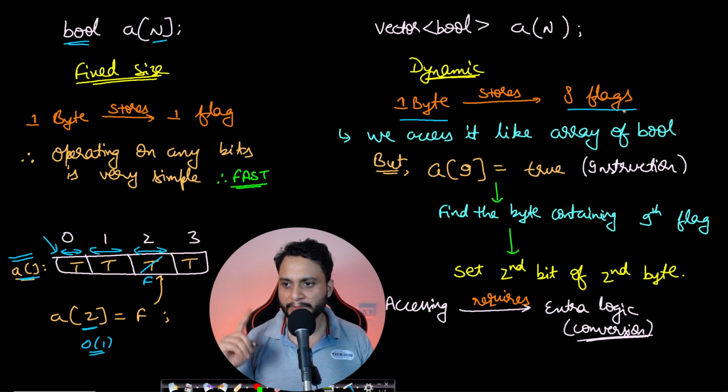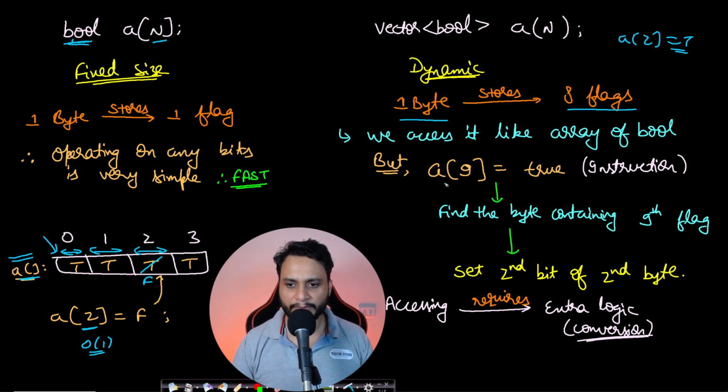That means 1 bit will store 1 flag. But we will access it just like the boolean array. Whenever we write a[2] = true or false, we imagine it being written the same way whether you take a boolean array or a vector array, right? So we, at a user level, do not imagine the low-level details, but actually the low-level details are different for vector and boolean.